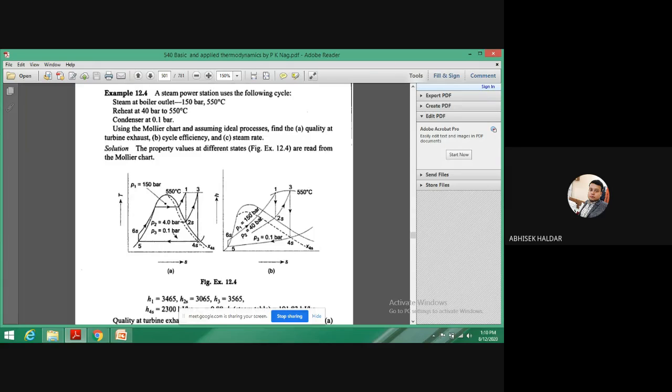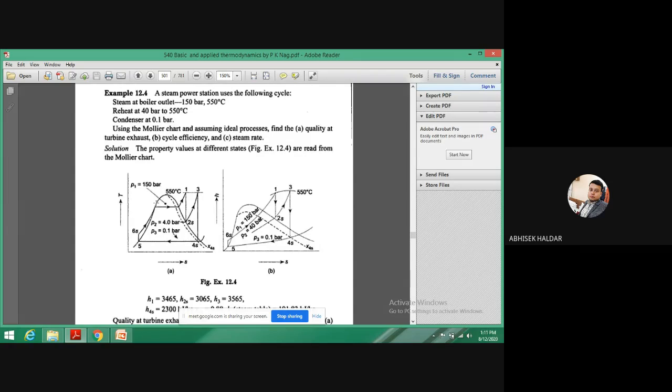Now the 3 to 4s part, we know that is again the expansion process in the low pressure turbine, and this 4s point is the exit from the low pressure turbine. 4s to 5 is the condenser process, 5 to 6s is the pump work. The condenser pressure is given, condenser at 0.1 bar. Using Mollier chart and assuming ideal processes, find the quality at turbine exhaust. That means I have to find the X value at which point? This 4s point, right? Cycle efficiency I have to find out, steam rate I have to find out.